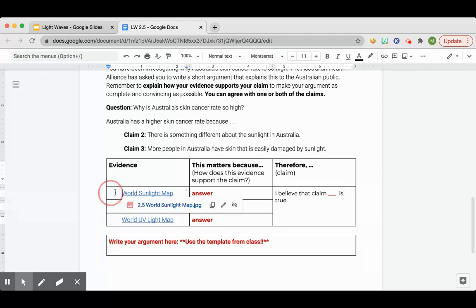So what you're going to do is for each of these pieces of evidence, you tell me why it matters to the claim that you believe to be true. And remember that you can choose both of these claims. So you can say, I believe claim 2 and 3 are true. And then you can tell me your evidence to support that and how that evidence connects to your claim.